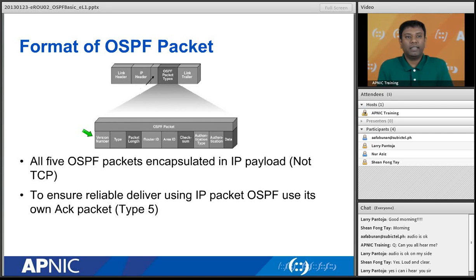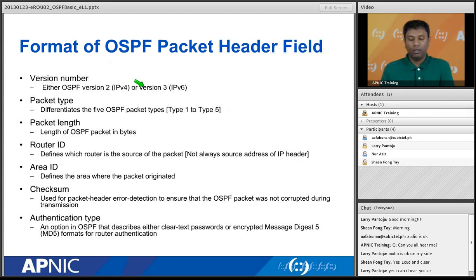So what change did they make in OSPF version 3? They still use a 32-bit address as the router ID. On the IPv6 header, the source and destination addresses are different, but for the OSPF router ID, they still use a 32-bit address. All right, let's move on.